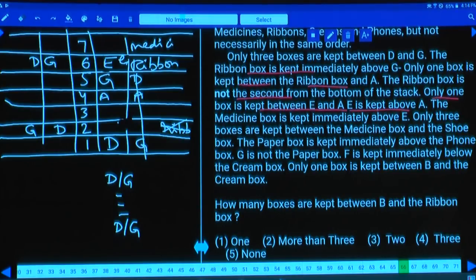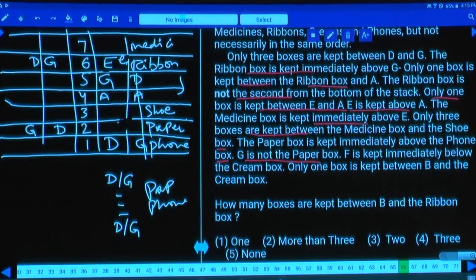Medicine must be on the 7th one. And only 3 boxes are kept between medicine box and the shoe box. 1, 2, 3, and this must be shoe box. Medicine and shoe box, there must be exactly 3. The paper box is kept immediately above the phone box. Paper is immediately above what? Immediately above phone box. And G is not paper box. As G is not paper box, paper cannot be in these 2 places. Then what is the possibility for this paper here? This paper and phone must be in the first one and the second one, isn't it? And this must be the paper, and this is phone, because G is not paper.